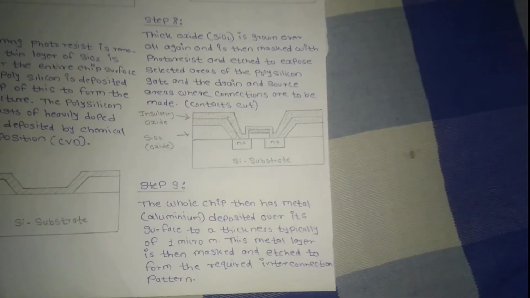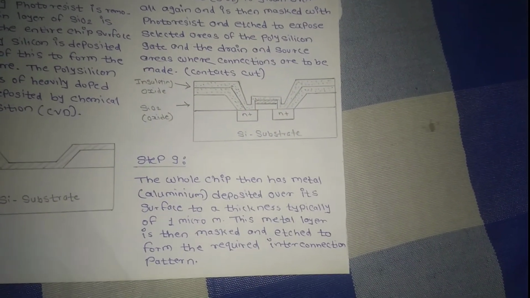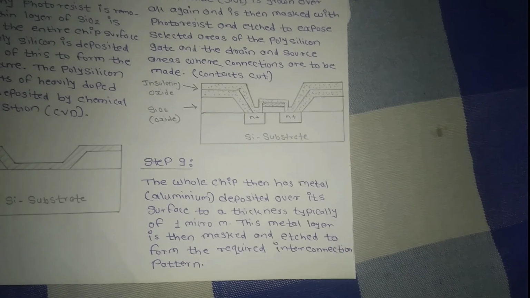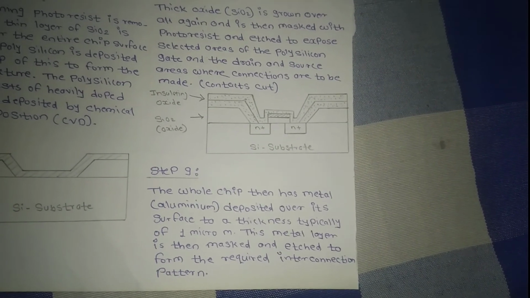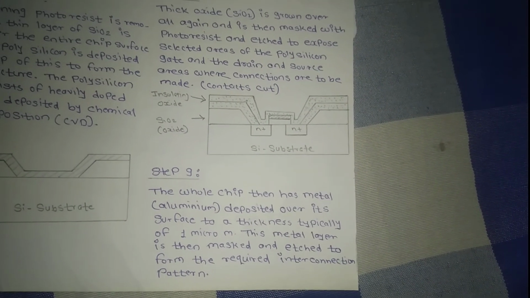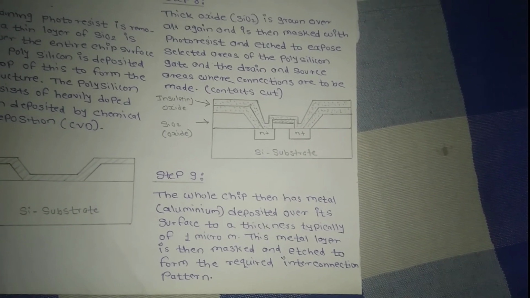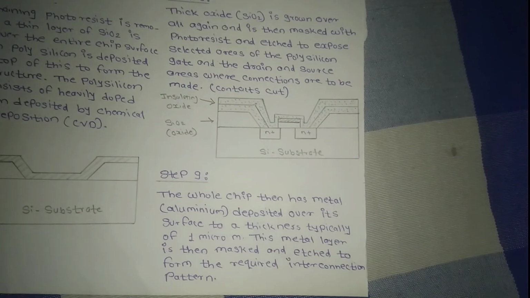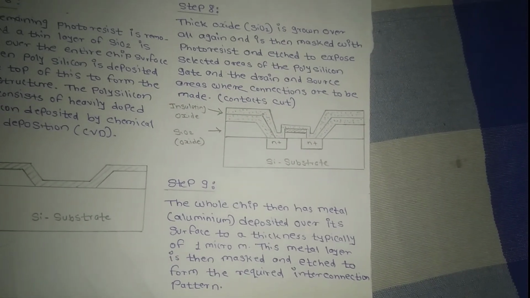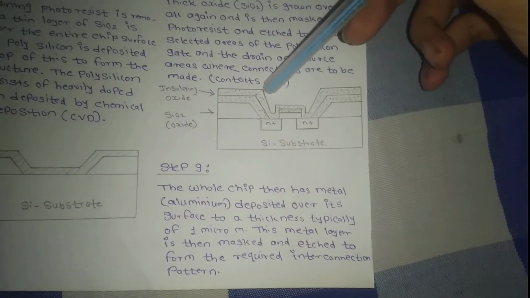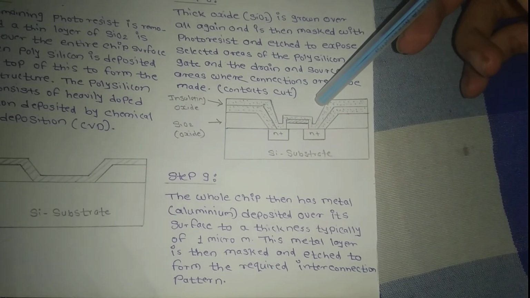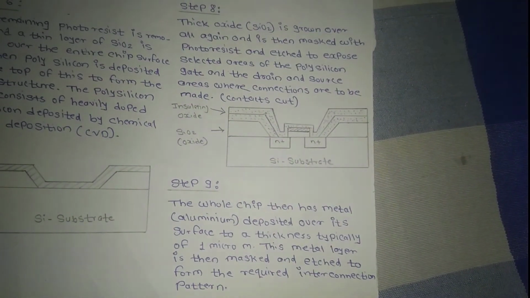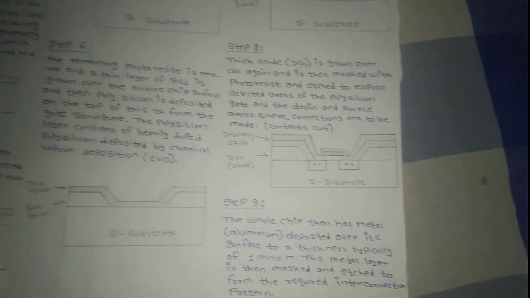And in step 9, the whole chip then has metal deposited over its surface to a thickness typically of 1 micrometer. This metal layer is then masked and etched to form the required interconnection pattern. So after step 9, the metal is contacted here, and it is masked and etched to form the required interconnection pattern. So these are the steps of NMOS fabrication.